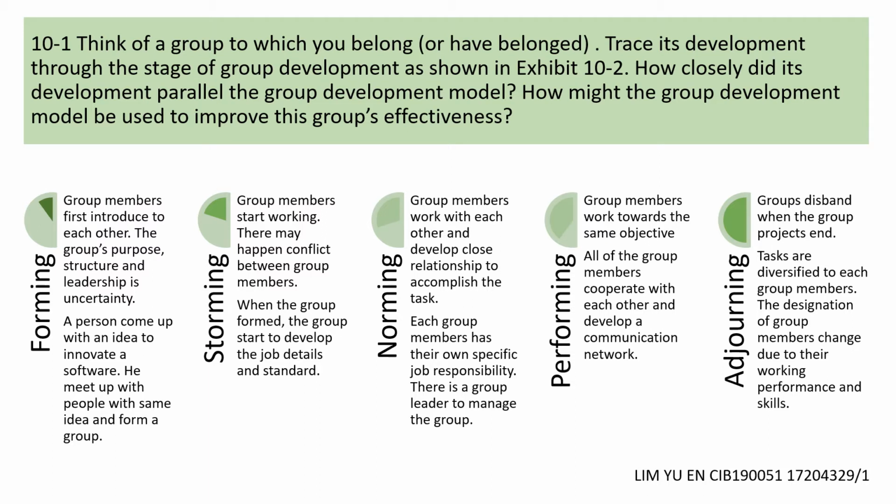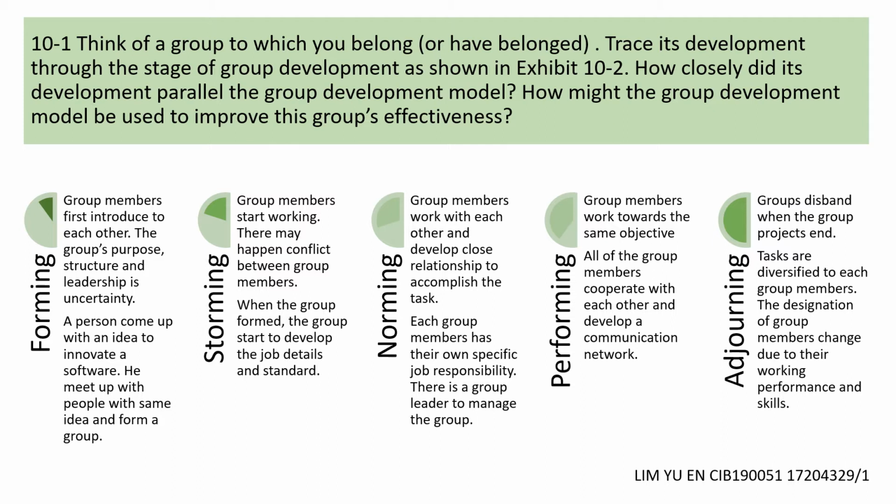There are 5 stages of group development: forming, storming, norming, performing, and adjourning. At the first stage, the forming stage, group members are first introduced to each other. The group's purpose, structure, and leadership are uncertain. In the storming stage, group members start working. Conflict may happen between group members.